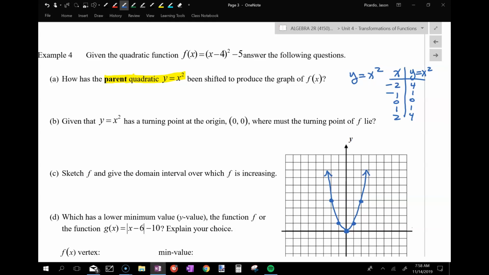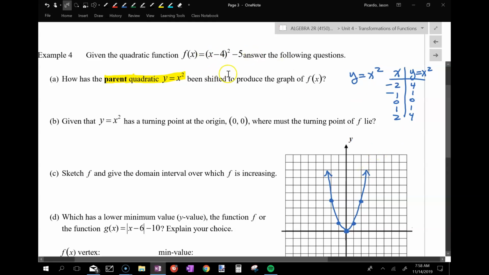Guys, key concept of the day, ready? Those transformations that we talked about, they work for pretty much all functions. Not just an absolute value, but also something like this. So what would you suggest? That this is a parabola that started off like this, that's been shifted to the right 4 and down 5.